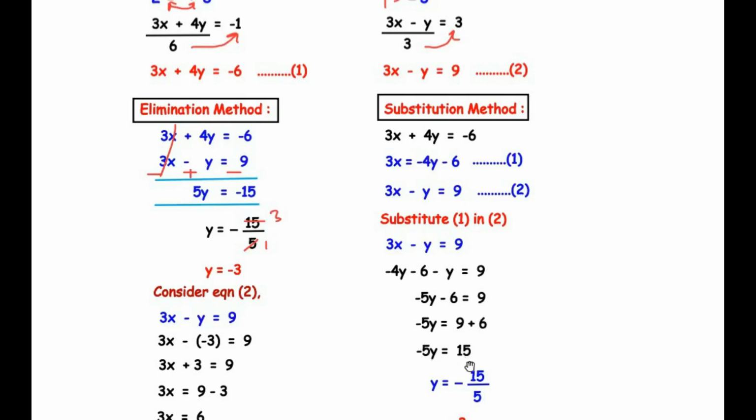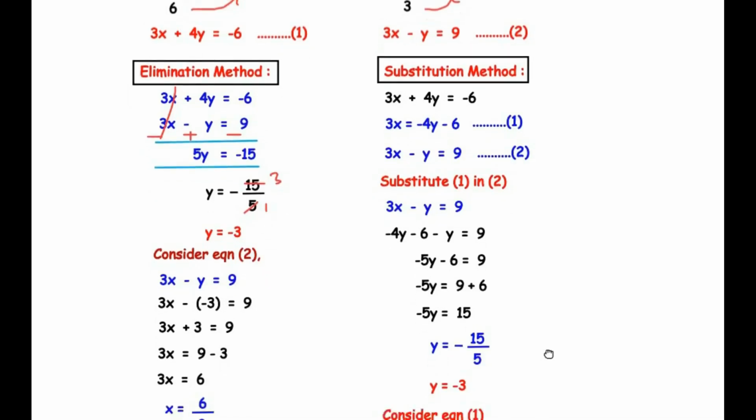Now taking negative 5 on the other side of the equal to sign, it will divide 15, giving us y is equal to negative 15 over 5, or y is equal to negative 3.